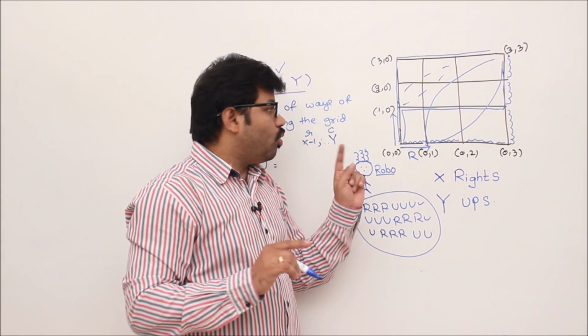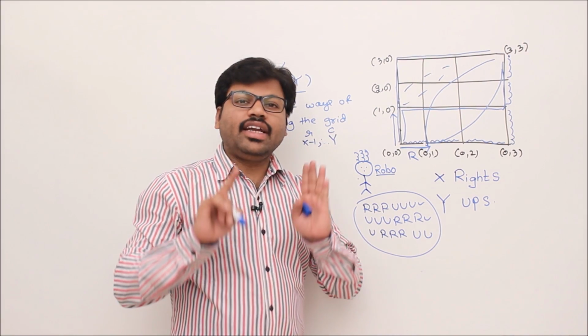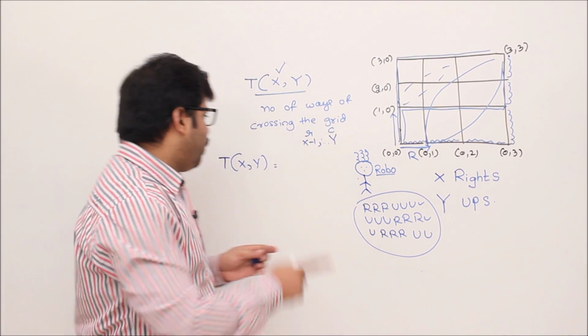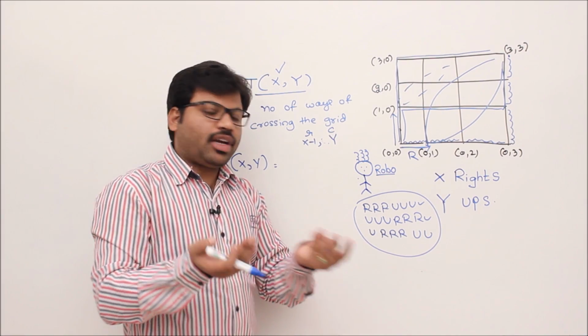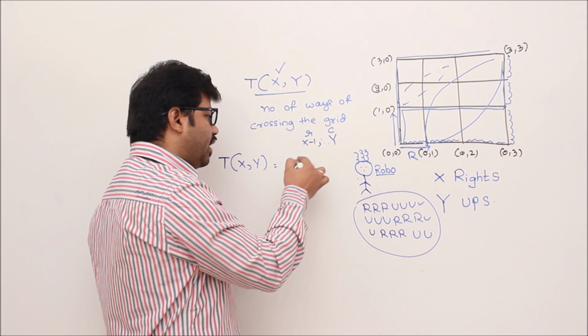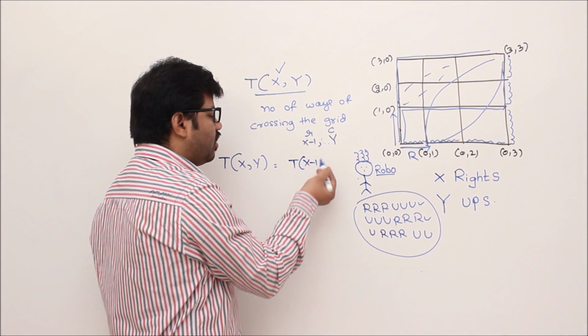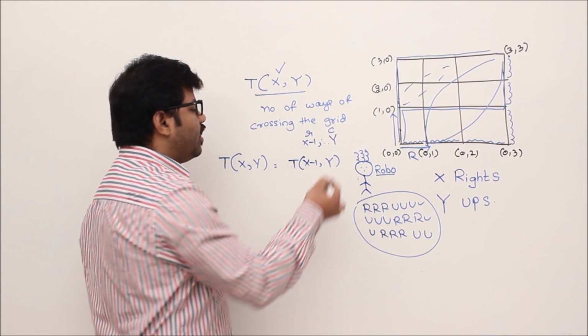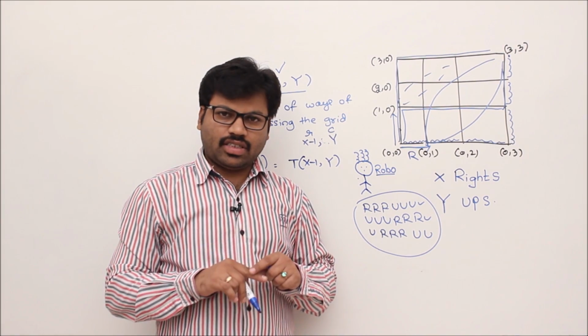Then how many different ways can robo do that? Robo said it's secret, but we know that if x rows and y columns can be crossed in T of x comma y ways, the same robo with the same terms and conditions can cross that appropriate rows and columns in T of x minus 1 comma y ways, isn't it?